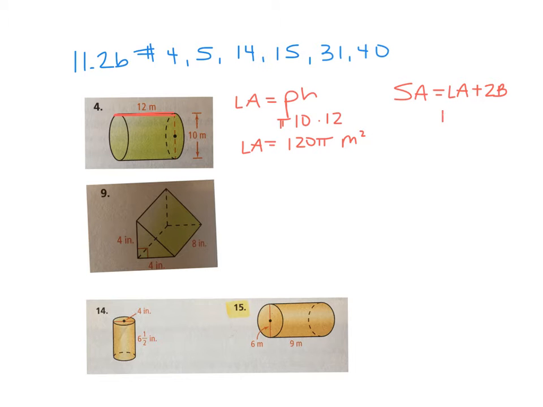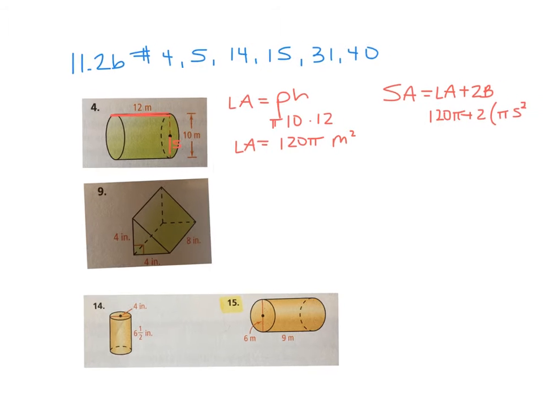So you're doing 120 pi plus 2, and then the area of the base, oh, so we did need it, with a radius of 5 would be pi times 5 squared.